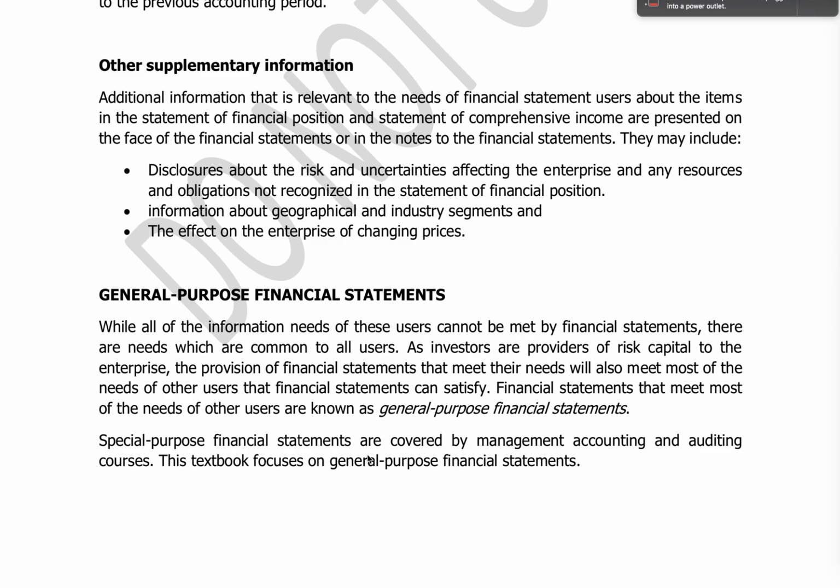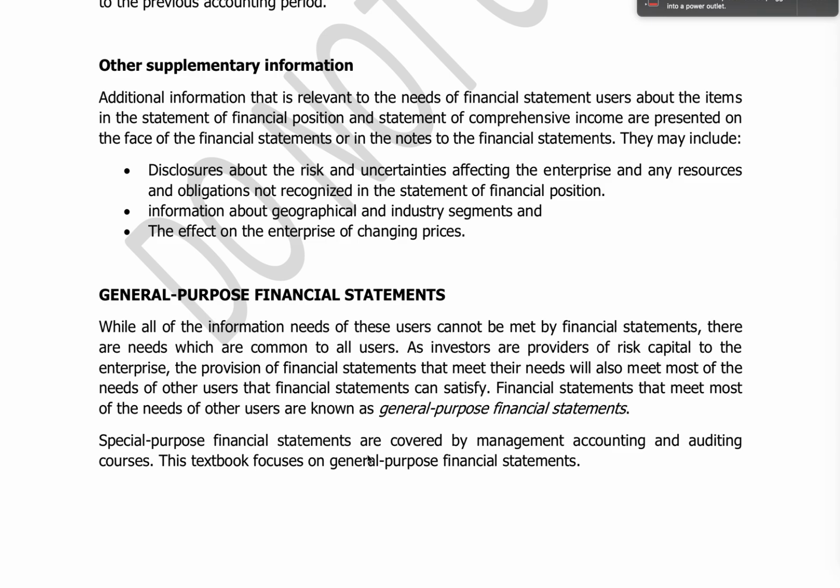What are the 5 complete set of financial statements? Balance sheet or statement of financial position. The next, income statement or statement of comprehensive income. Next, statement of changes in equity. Next, statement of cash flows. Then lastly, notes to financial statements.